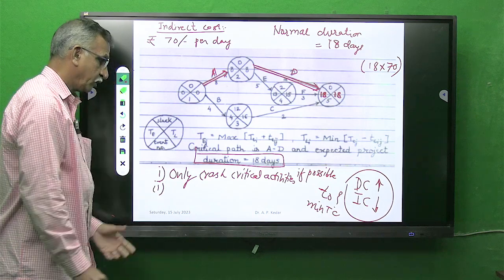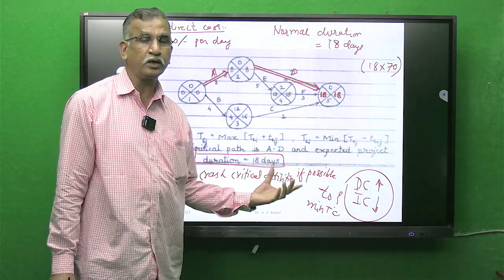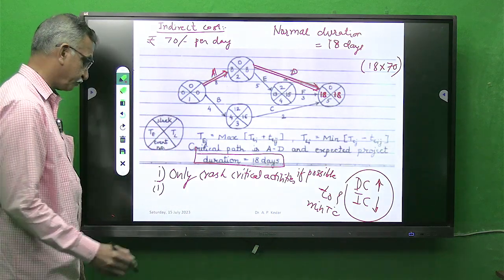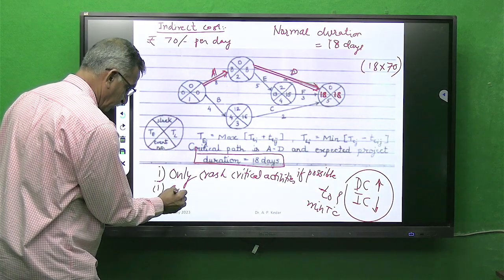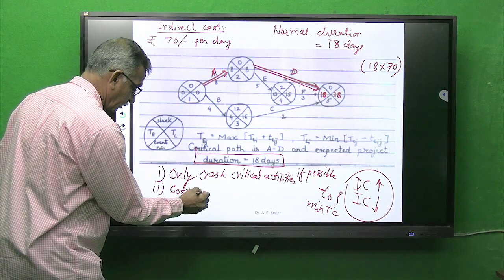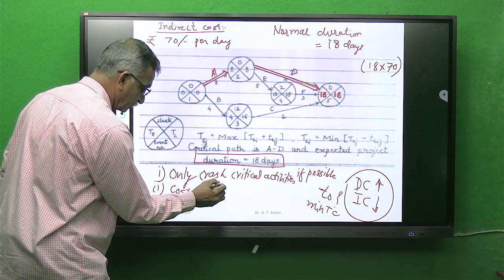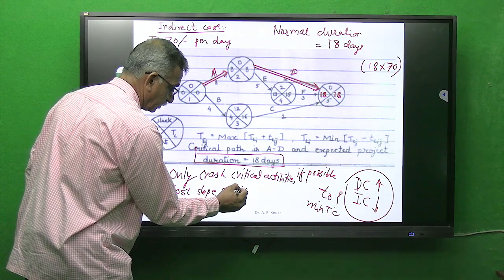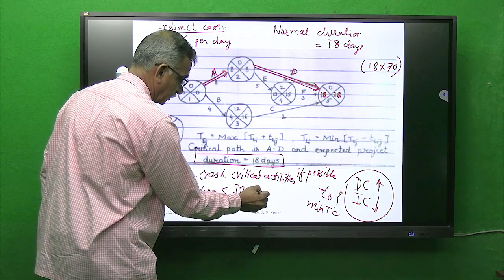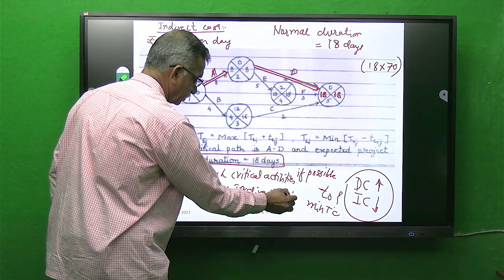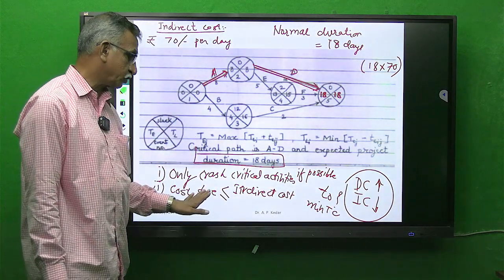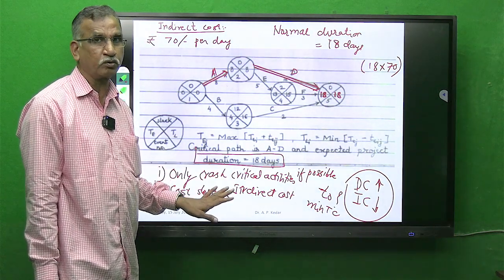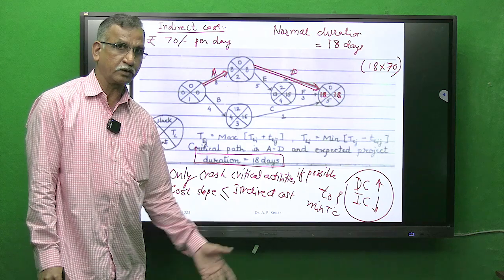Second, among critical activities, only crash those activities having cost slope less than or equal to indirect cost. Only crash those critical activities for which the cost slope is less than or equal to the indirect cost.